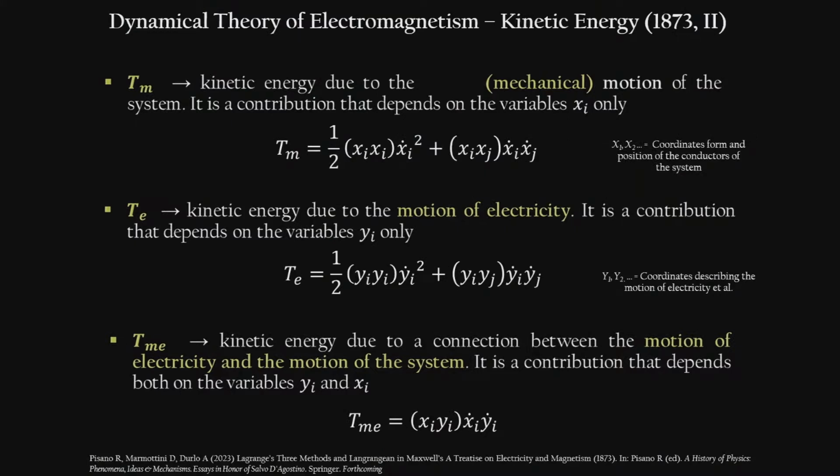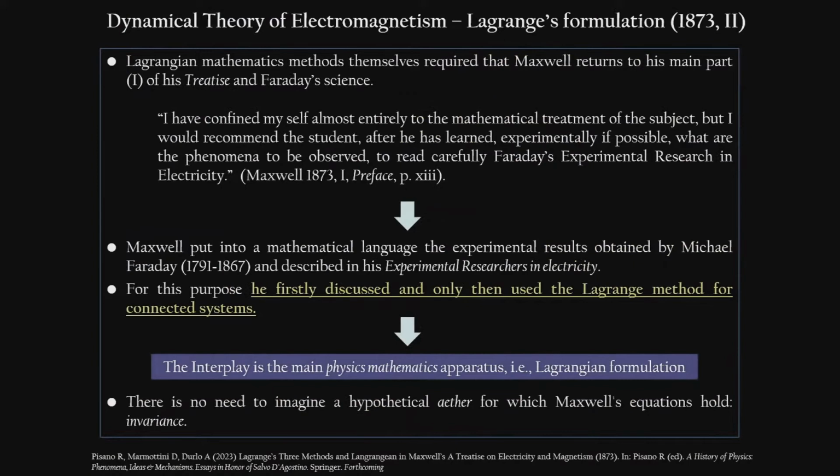So Maxwell put in mathematical language the experimental result obtained by Michael Faraday. This is what he said at the beginning, in the preface, etc., and he described his experimental research in electricity. But he first discussed it and only then used the Lagrange method for a connected system. So the interplay is the main physics-mathematics apparatus, the Lagrange formulation.